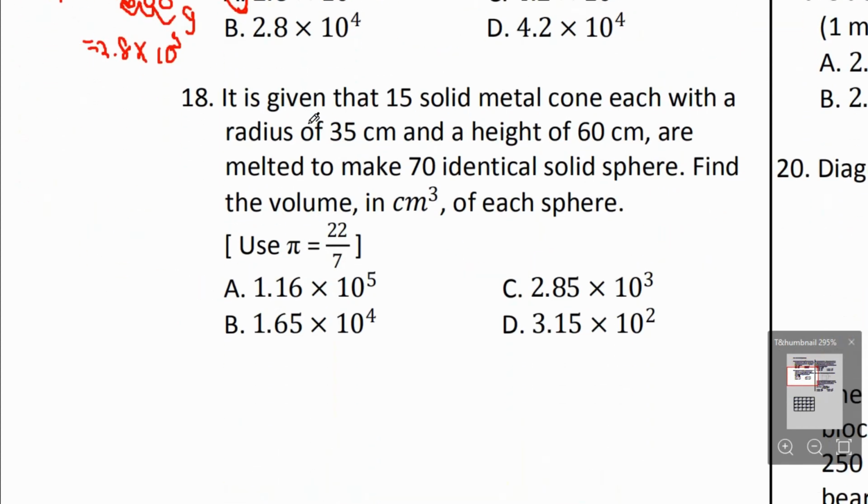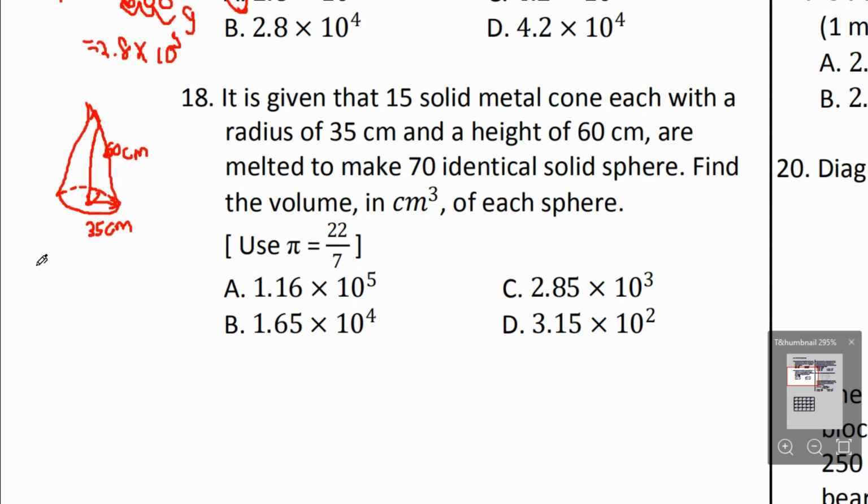Number 18. It is given that 15 solid metal cones each with a radius of 35 cm and a height of 60 cm are melted to make 70 identical solid spheres. Find the volume of each sphere. Okay, so we have a cone with a radius of 35 cm. So the radius here is 35 cm. And the height is 60 cm. Okay, this is the height, 60 cm. So what is the volume of one cone?